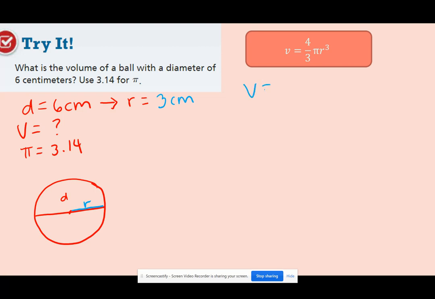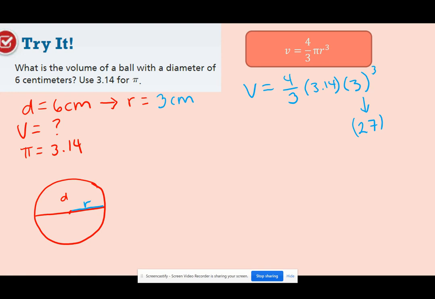So we have V equals 4/3. Pi is 3.14. Radius is 3 cubed. Again, thinking about our order of operations, PEMDAS: Please excuse my dear Aunt Sally. Parentheses, there's nothing we can do. Exponents would be 3 to the 3rd power, so that's 3 times 3 times 3. Well, 3 times 3 is 9, and 9 times 3 is 27.